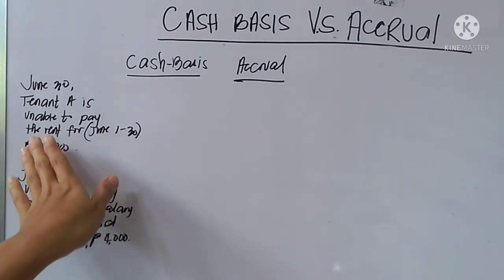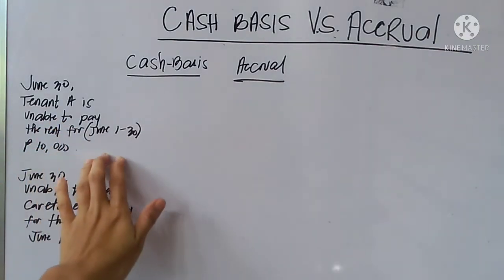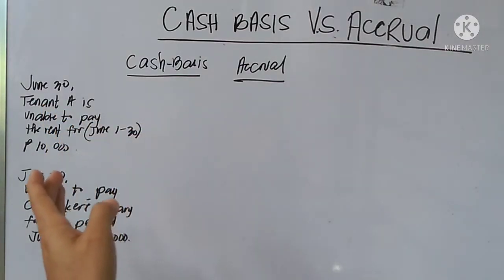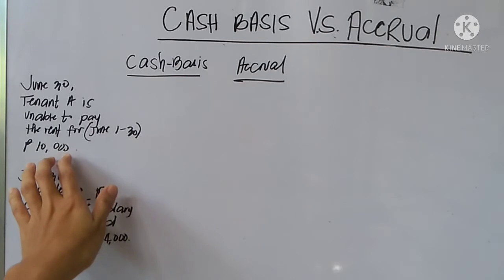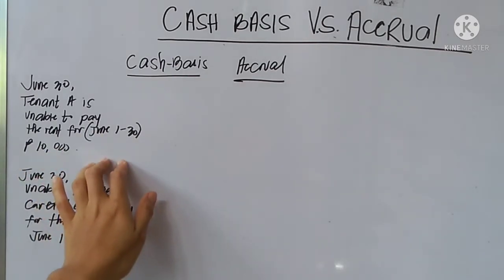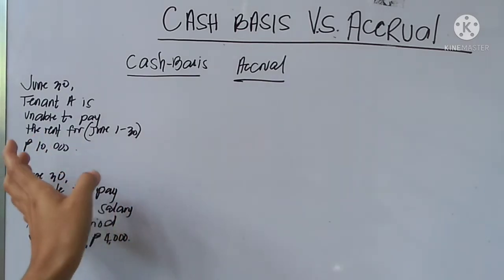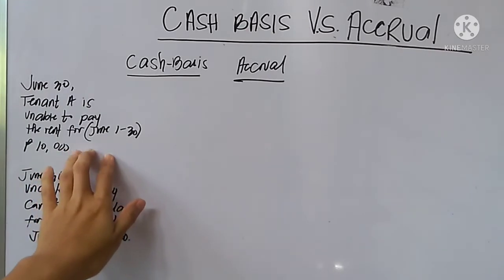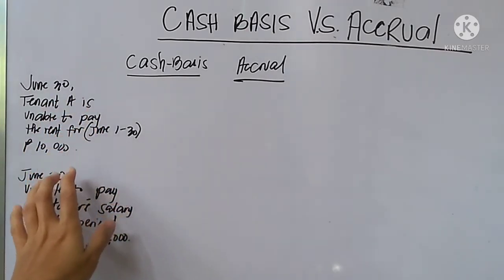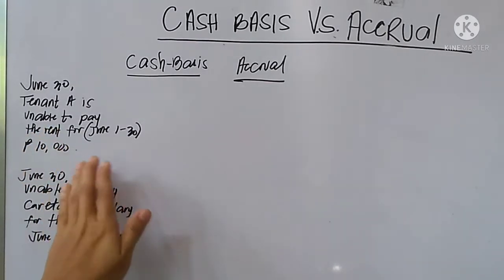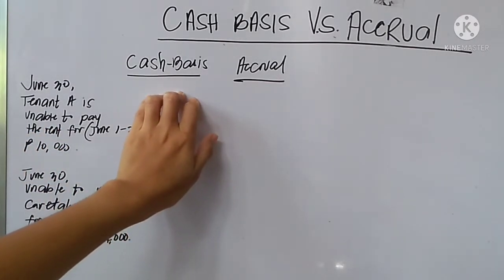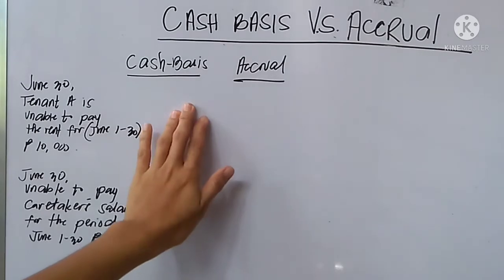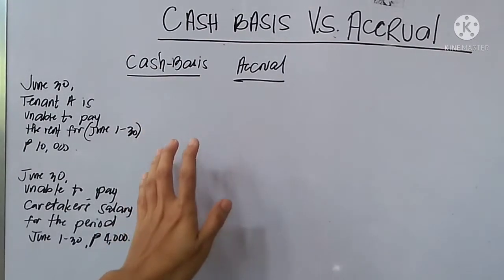So, halimbawa, kapag si tenant A ay nagbayad on July 5, for example, so ibig sabihin, you will record and recognize the 10,000 pesos rent income only on July 5 kung kailan matatanggap mo yung pera. So dahil June 30 ay supposedly mag-due na si tenant A, dapat sana ay magre-record ka ng 10,000 pesos na rent income, kaso hindi siya makapagbayad. So your entry, if you are using the cash basis, wala kang entry by June 30.